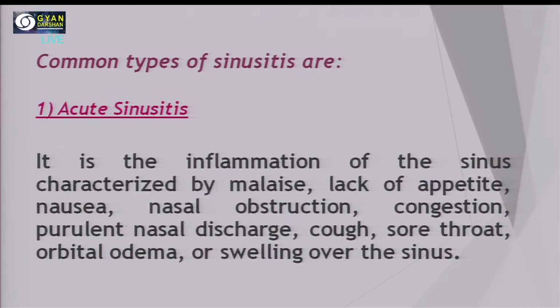There are two most common types of sinusitis. They are acute and chronic. Acute sinusitis is the inflammation of the sinus which is characterized by malaise, lack of appetite, nausea, nasal obstruction, congestion, purulent, that is pus-filled, nasal discharge, cough, sore throat, orbital edema or swelling over the sinus. Since it is acute sinusitis, it develops very quickly and also resolves quickly on its own. You, however, may require some medications to be given in this case.